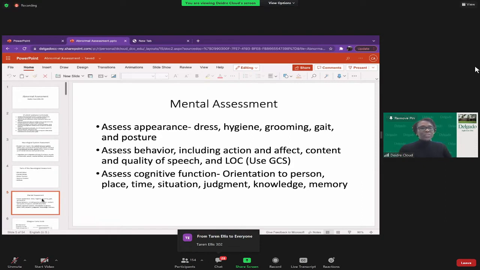You can also assess their behavior. Are they speaking fast? Are they speaking low? Are they yelling or screaming? We can assess behavior, again, just by observation.